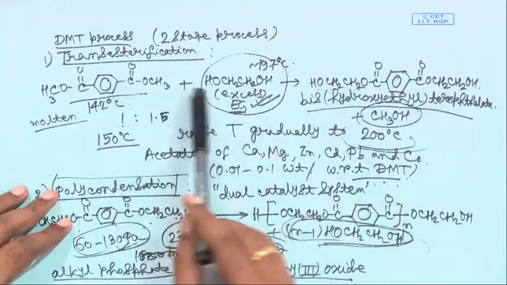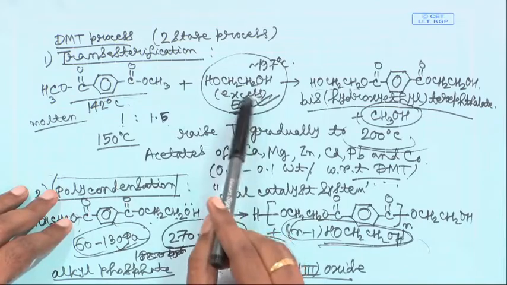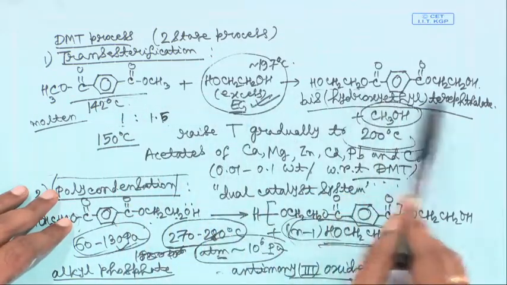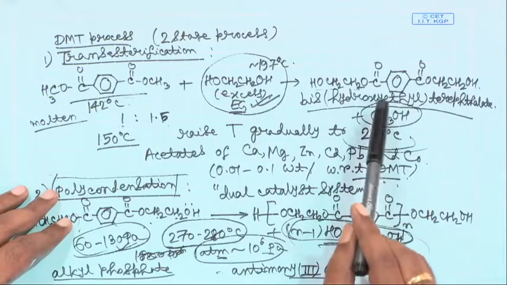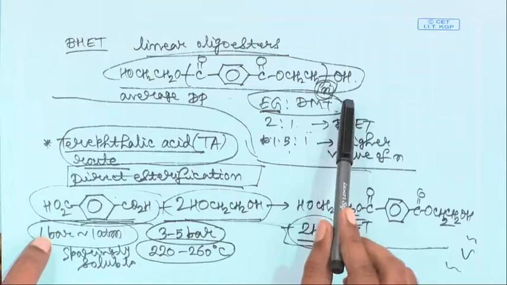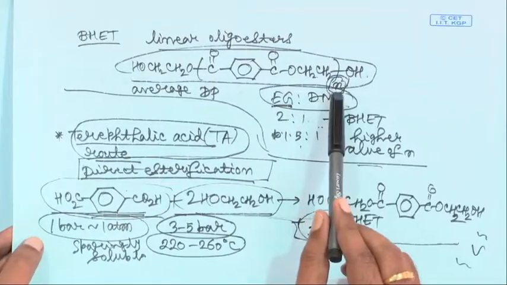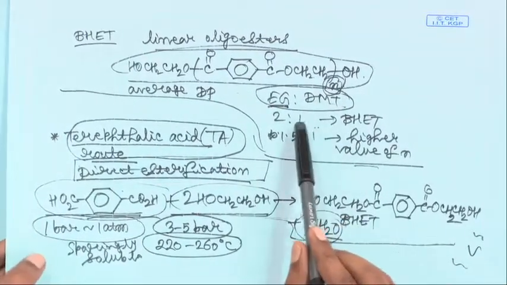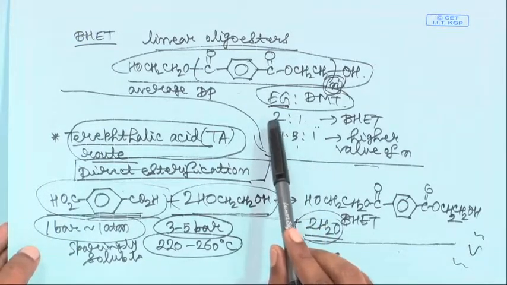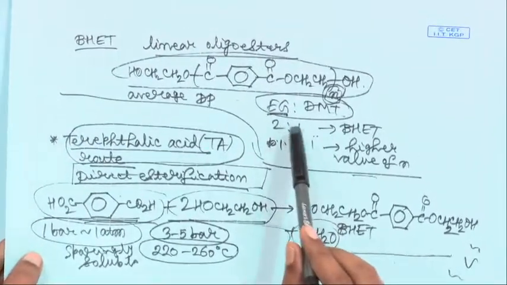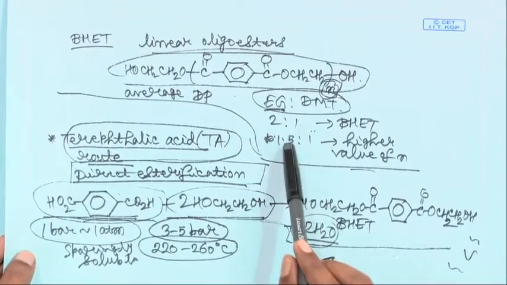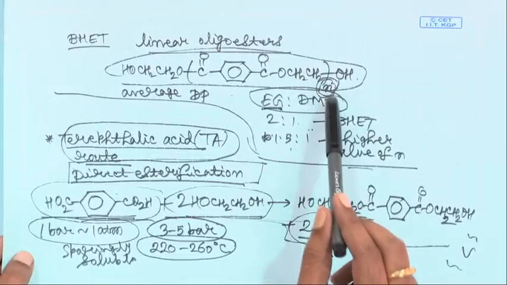And if you are using less amount of this, that means less than 1:2, maybe 1:1.5 or so, then you may get some oligomeric materials also, oligomers like this, where n will have some value. Depending on this ratio, if the ratio is 1:2, in that case you will get only BHET, and if the ratio is less than that, 1:1.8, 1.5, the lesser it becomes, the higher the value of n becomes.